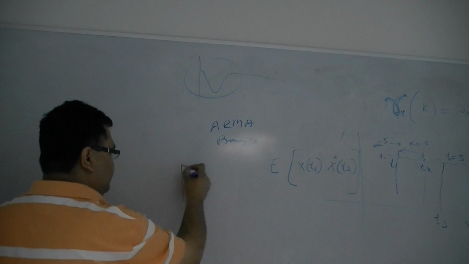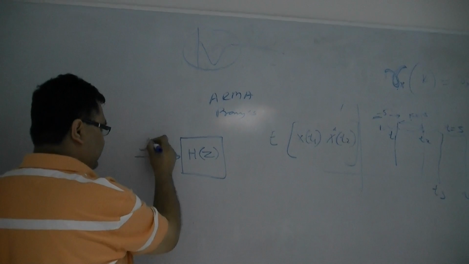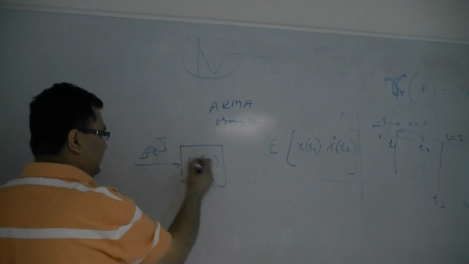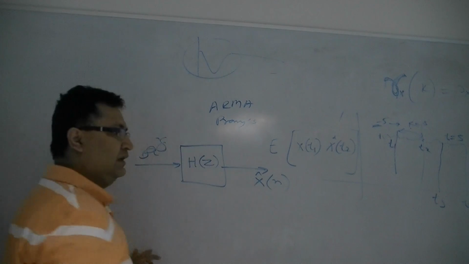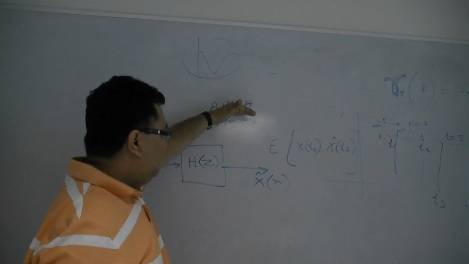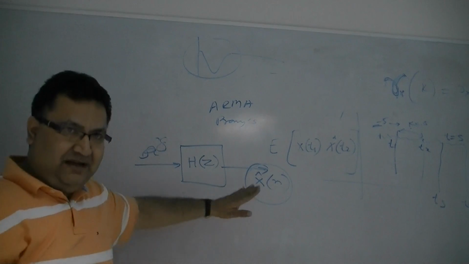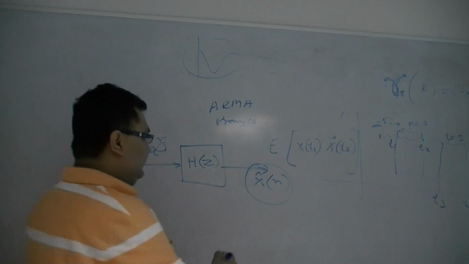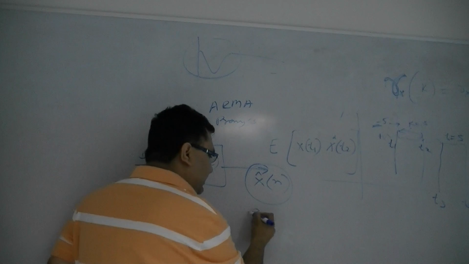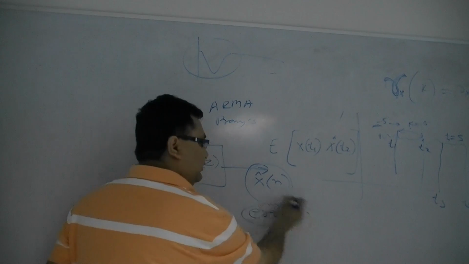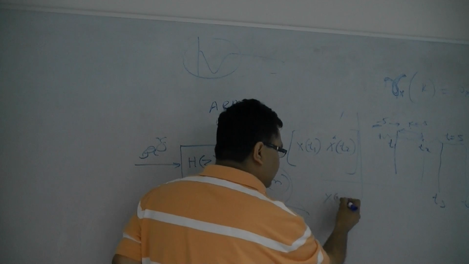Suppose a system is H(z), we give a unit impulse function to this system. Suppose my output is x. I can use these methods to get the approximated value of this, using Prony's method, using Shanks' method, and then I can find out the error. Error means the difference between the assumed value and the exact value.